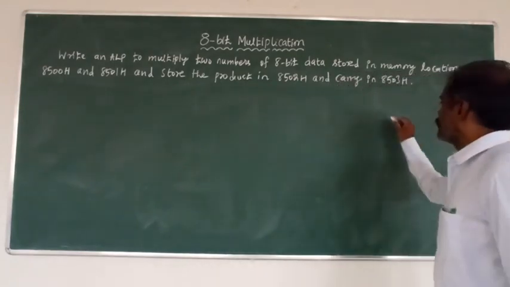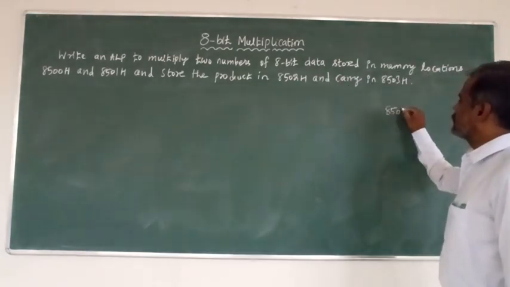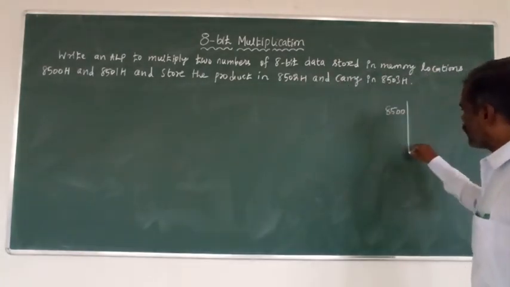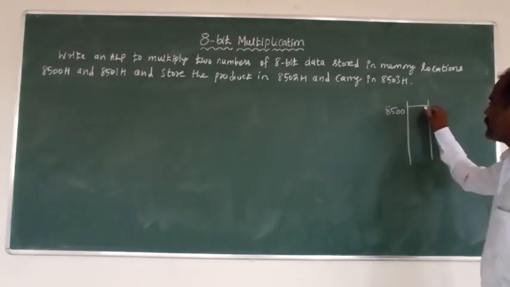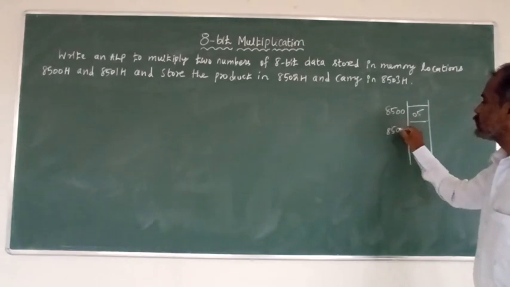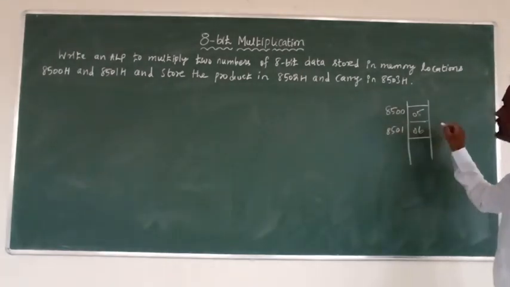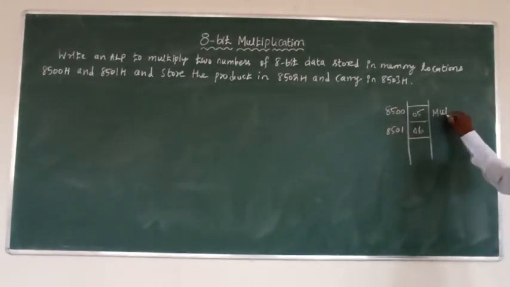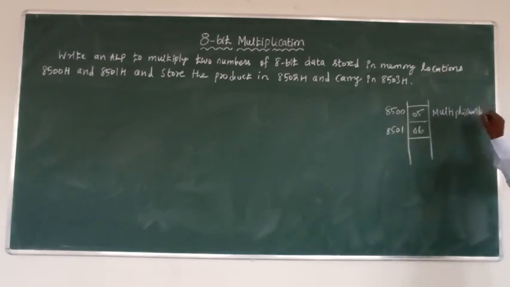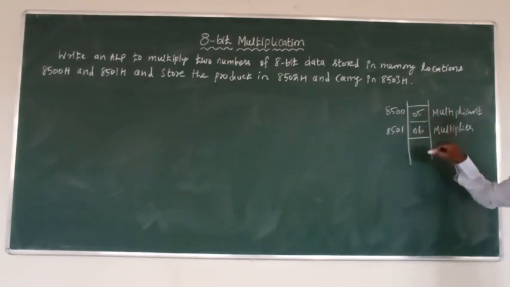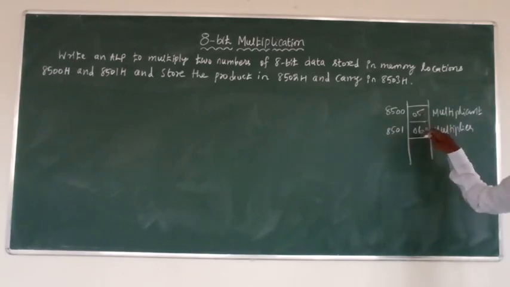First, we will discuss the basic multiplication. Memory location 8500 has the 05 data and 8501 has the 06 data. This is the multiplicand and this is the multiplier. Now to multiply these two, this is data 1 and data 2.